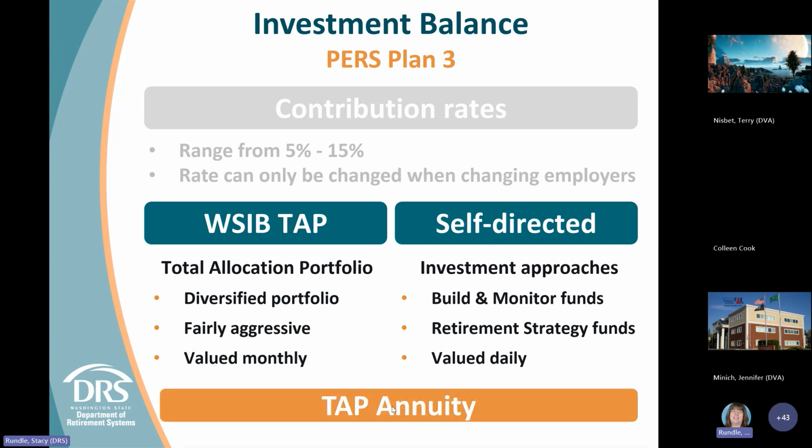Anytime after you separate or retire, you will have the option to convert all or part of your investment balance to the TAP annuity. If you convert it, you will receive a fixed lifetime benefit payment in addition to your pension. It is guaranteed by the state of Washington just like your pension is, so really you can think of it like another pension.